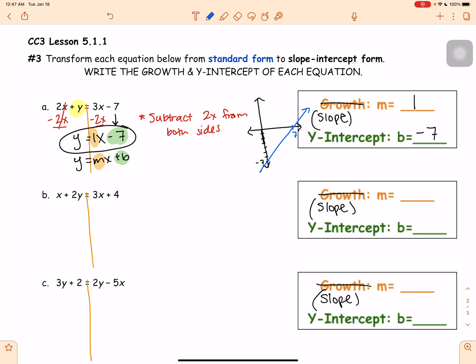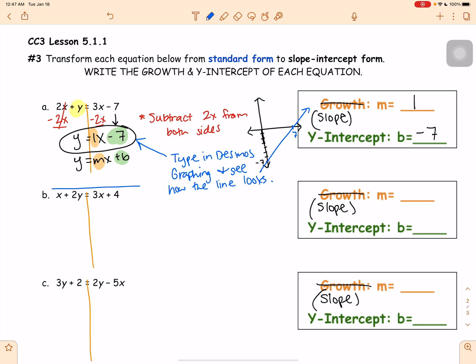And if you were to type this in, y equals 1x minus 7, type it in Desmos graphing and see how the line looks. And this is for those who probably aren't listening still. I hope they're listening. All right. So I want you guys to do that as you're getting these linear equations. This is what we call a linear equation. See what the line looks like in Desmos graphing to kind of get more used to what a line looks like from its equation.